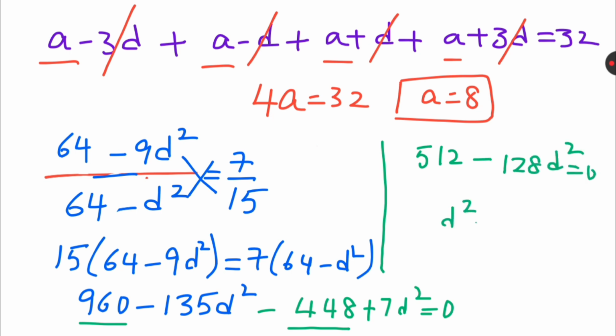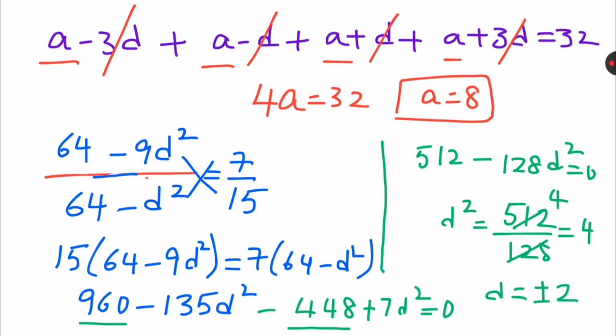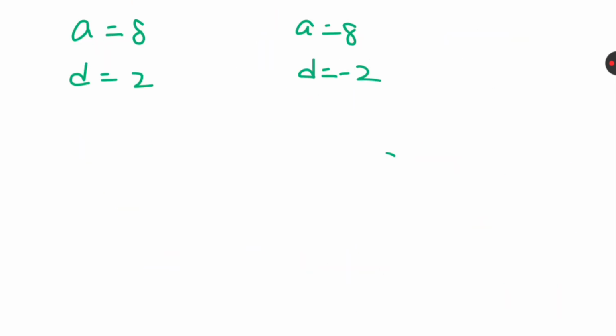Then d power 2 is 512 divided by 128. So the result is 4. If d power 2 is 4, then d is plus or minus 2. So we know the a value, which is 8, and here we got 2 d values. Check in both cases. So what are our 4 consecutive terms? a minus 3d, a minus d, a plus d, then the last one is a plus 3d.